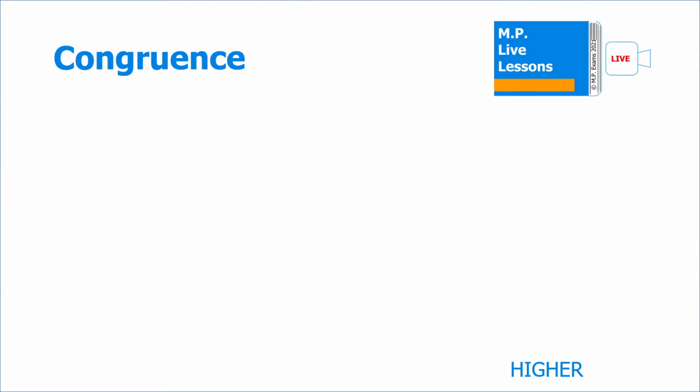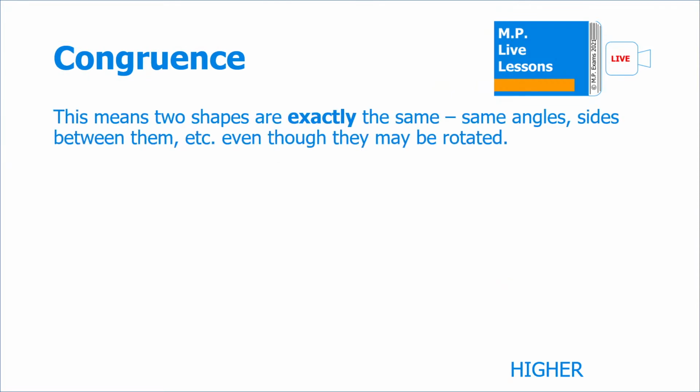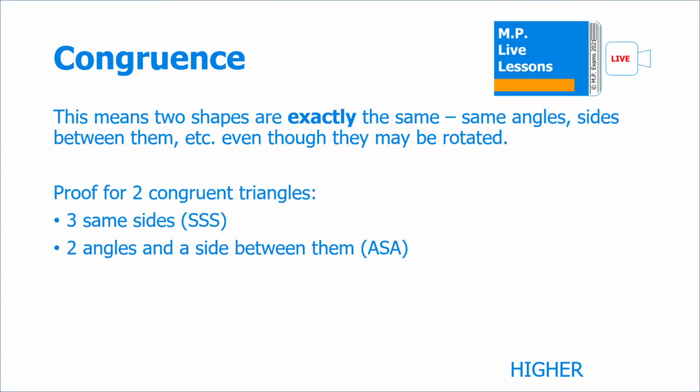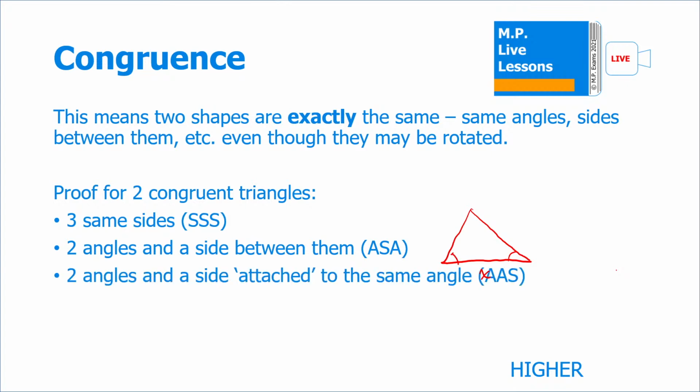Congruence is something for higher tier, and this proves that two shapes are exactly the same. So sides between them are the same, all the angles are the same, even though they might be rotated slightly. There are proofs for two congruent triangles. For example, if you have the same three sides, two sides and an angle between them, two angles and a side between them. Two angles and a side attached to the same angle.